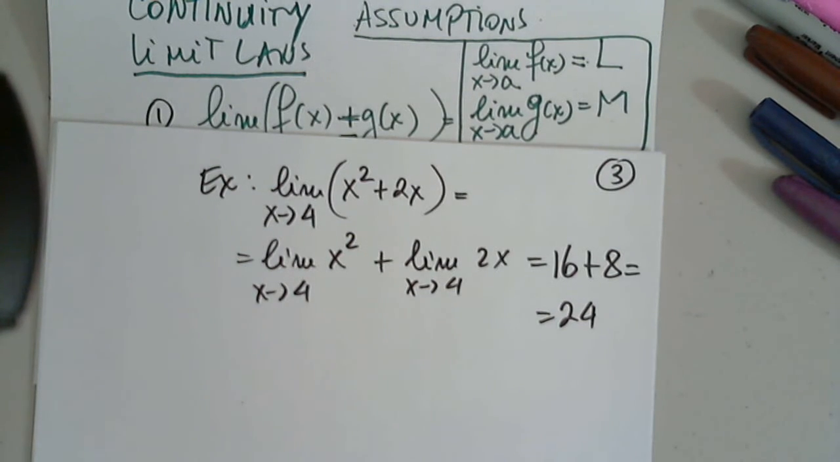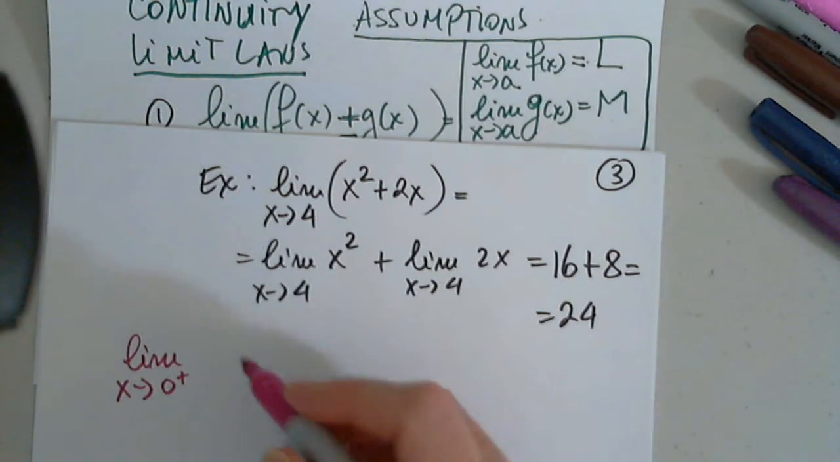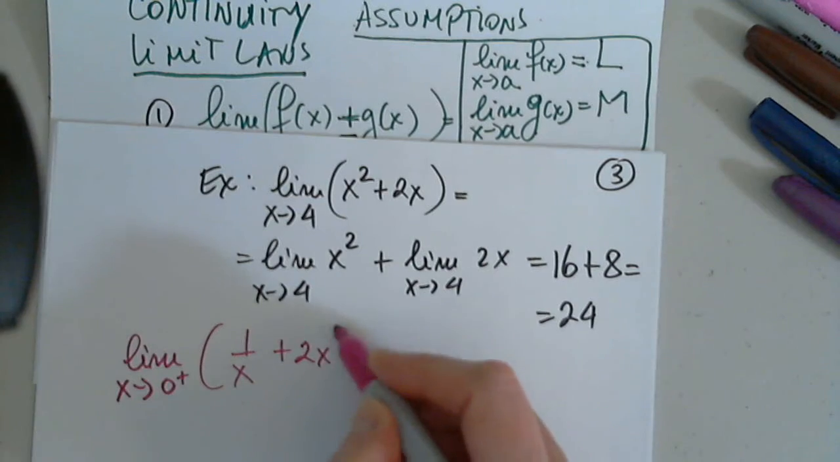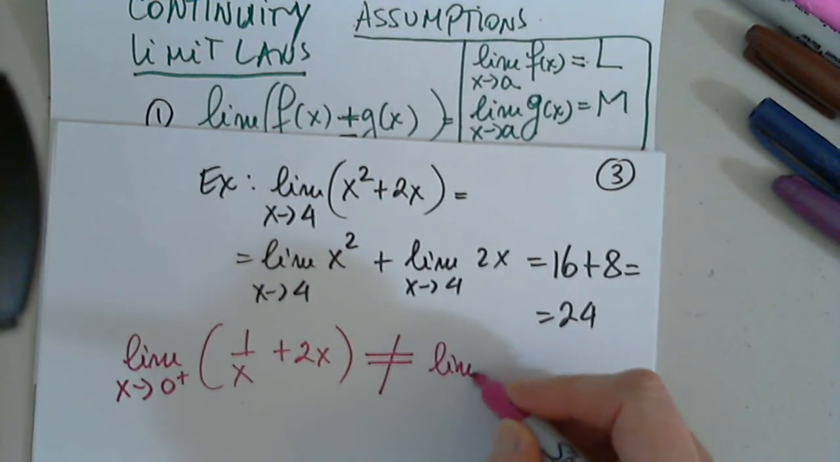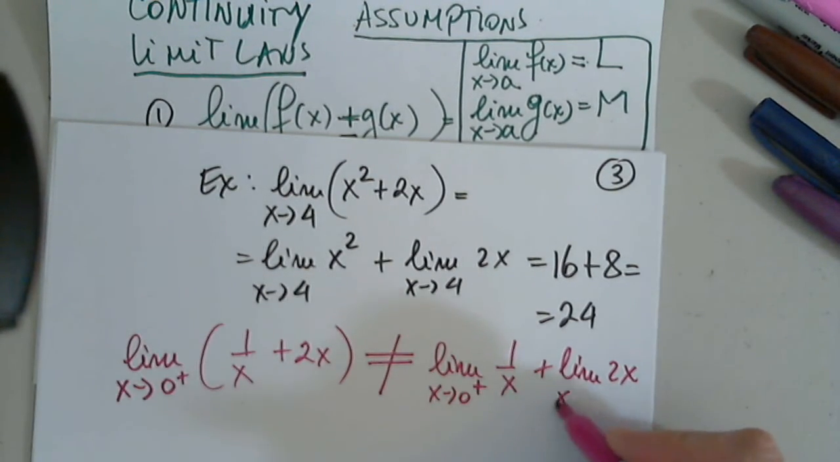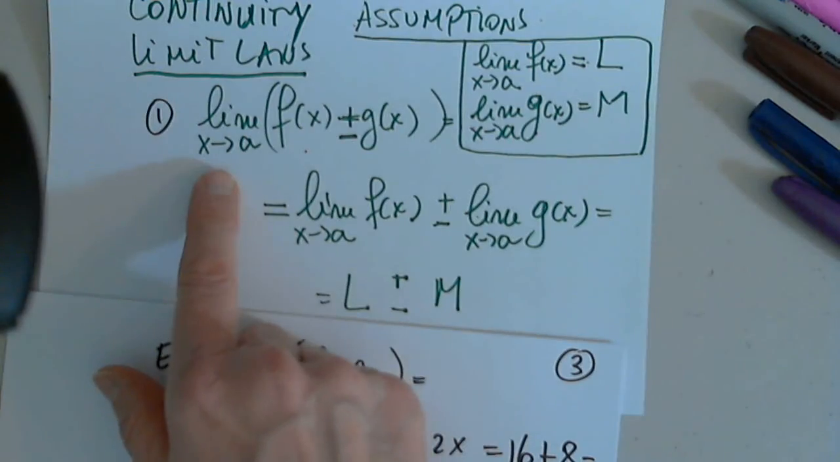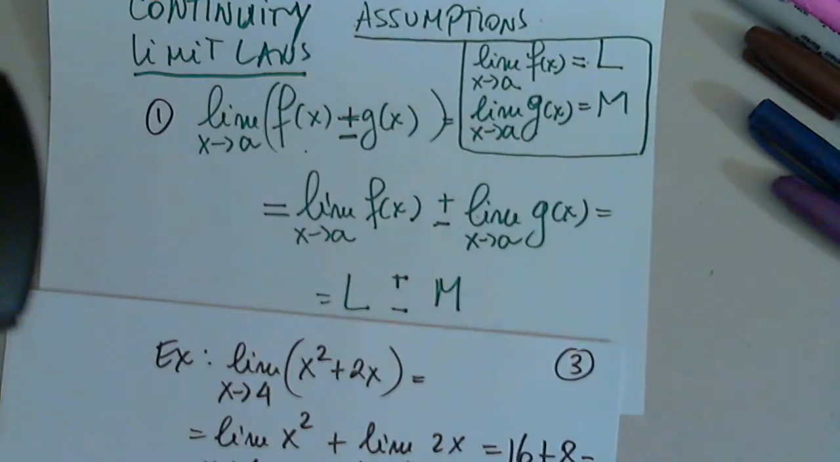Now here's a counterexample. For example, if I have the limit as x approaches 0 from the right of 1 over x plus 2x, I cannot write the limit of 1 over x plus the limit of 2x as x approaches 0 from the right. Question is why? Can anyone explain why I cannot write this? Because it's only from the right? No, it doesn't matter. When we write this, obviously it has to be from the left and from the right, or one or the other, it doesn't matter.